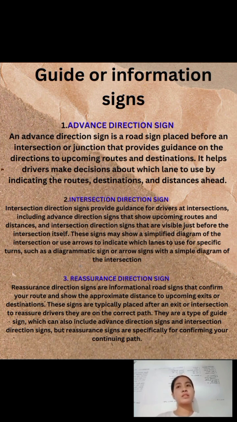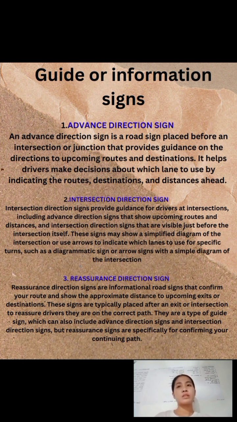Next is guide or information signs. The first one is the advanced direction sign. An advanced direction sign is a road sign placed before an intersection or junction that provides guidance on the direction to upcoming routes and destinations. It helps drivers make decisions about which lane to use by indicating the routes, destinations, and distances ahead.